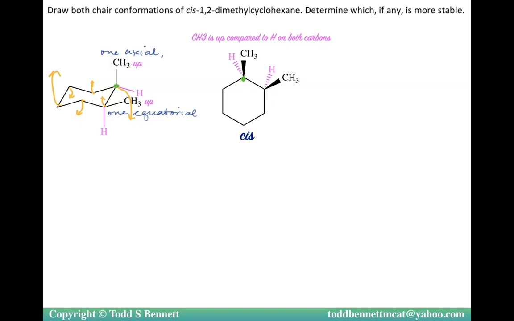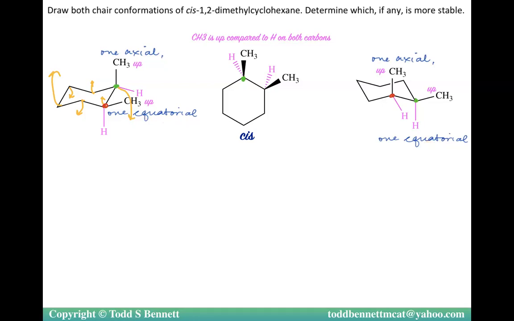When I go to this other structure, the green carbon, it is still up. So this CH3 is still up. And then when I go one carbon over to the red one, it is also still up. So up stayed up, up stayed up. Pretty good on this, pretty happy. Let me go ahead and write this in with my incredible writing skills. So one axial, one equatorial. So you have an axial equatorial, or you have an axial equatorial.